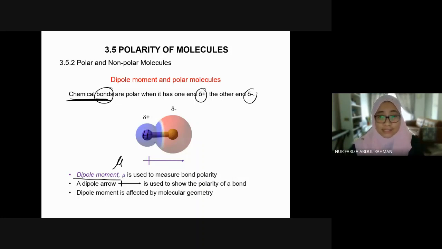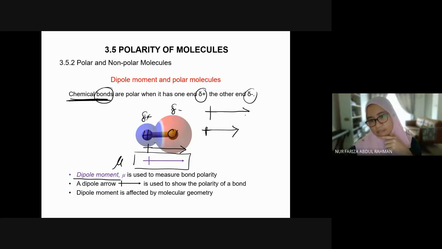For example, HCl just now. We have identified that hydrogen is partially positive and Cl is partially negative. So how do we represent this polarity? We use this arrow to represent the bond polarity. We start from the positive end to the negative end. That is my suggestion: start from the positive and then go to the negative. The dipole arrow is used to show the polarity of a bond.